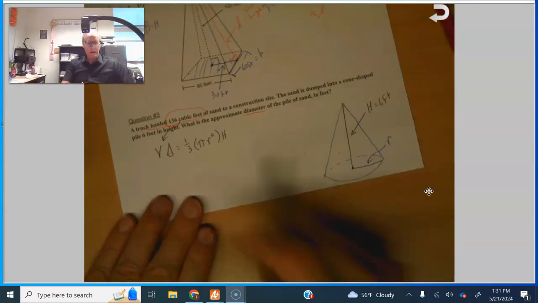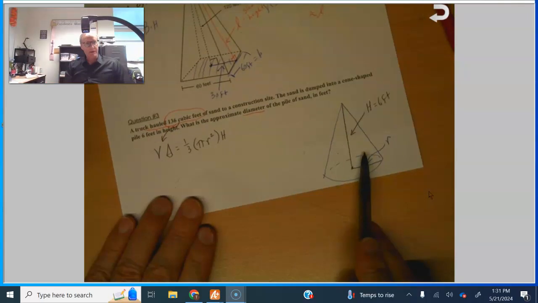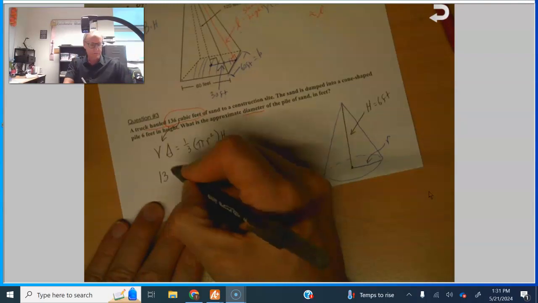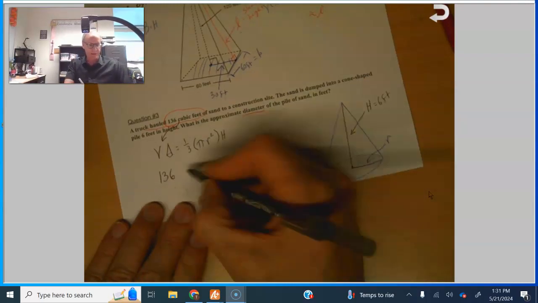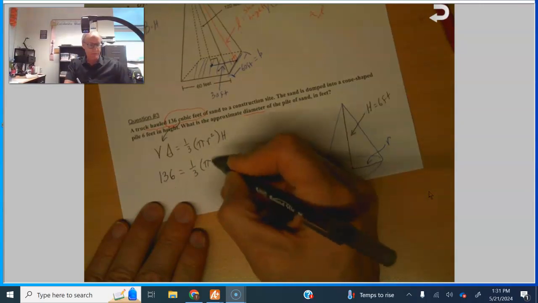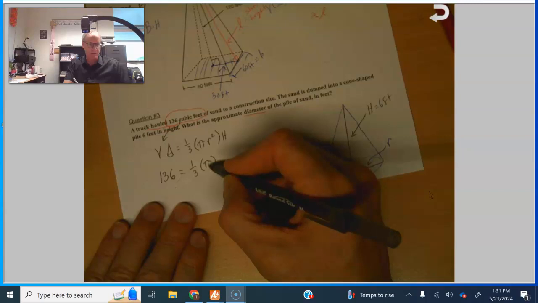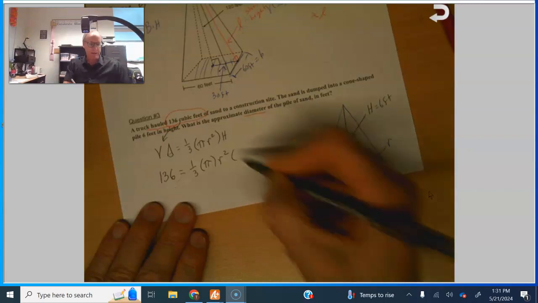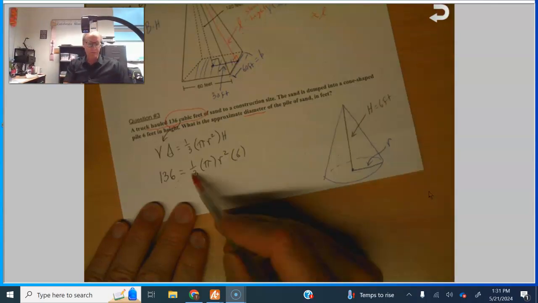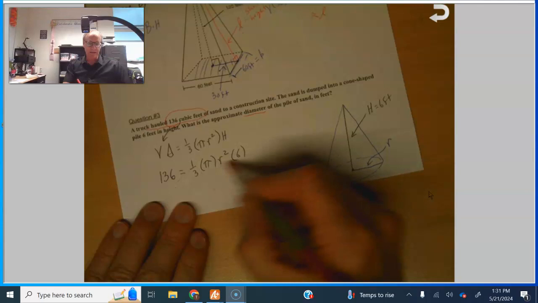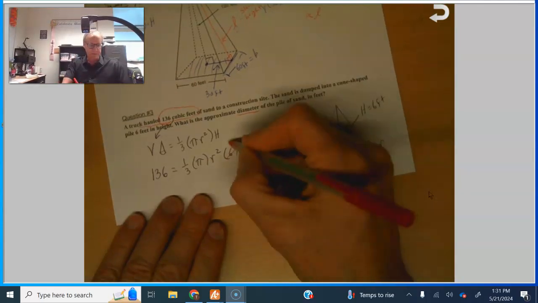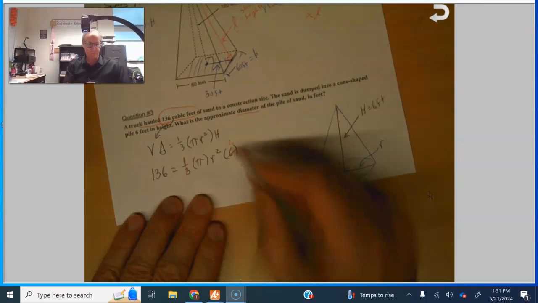Well, I have a labeled diagram. I have a formula. I'm going to substitute 136 for the volume of the cone-shaped pile. That's 1/3 times pi, which is approximately 3.14, or you can use the pi key, times r squared, and h happens to be 6. Well, to make it easier on myself, I certainly can put this in the calculator, get an estimate, divide it, and then take the square root. But take a look. 6 simplifies with 1/3 and just gives me the 2.